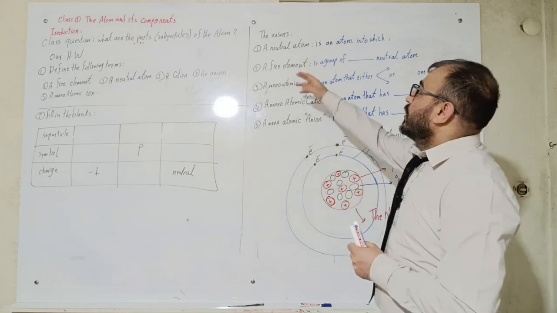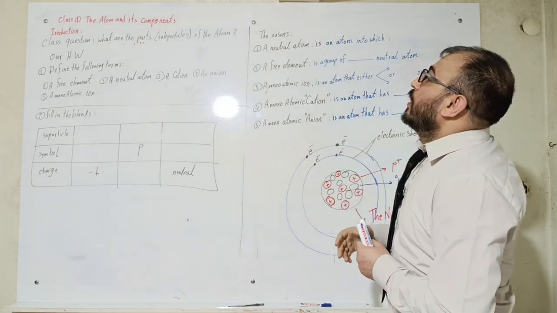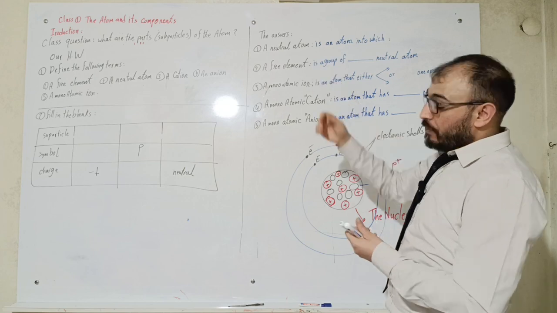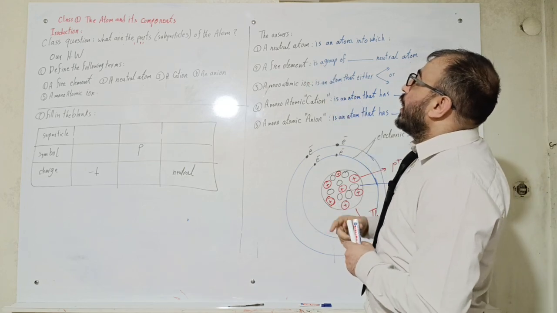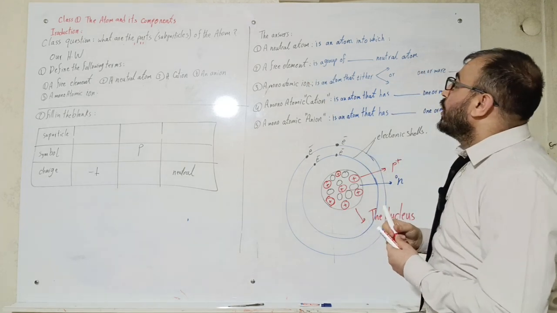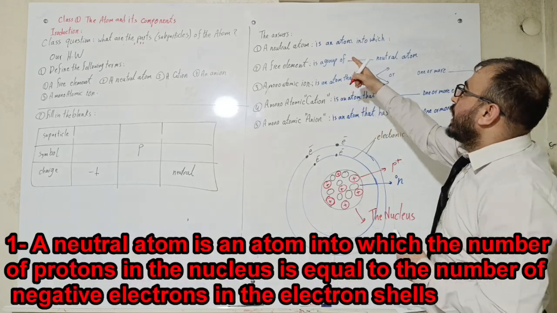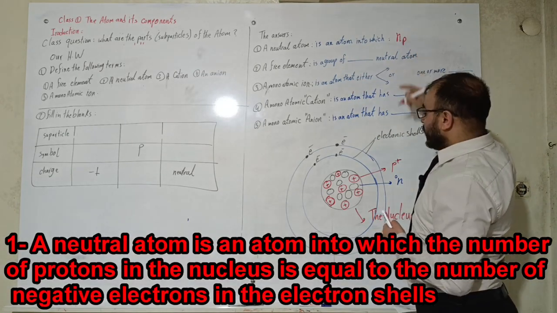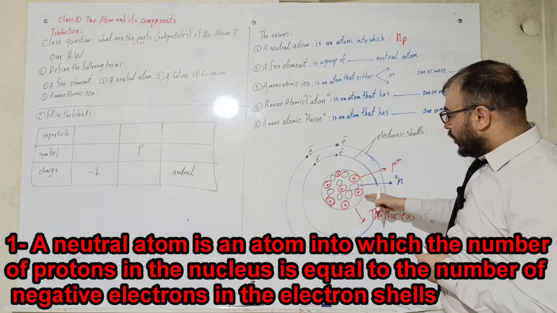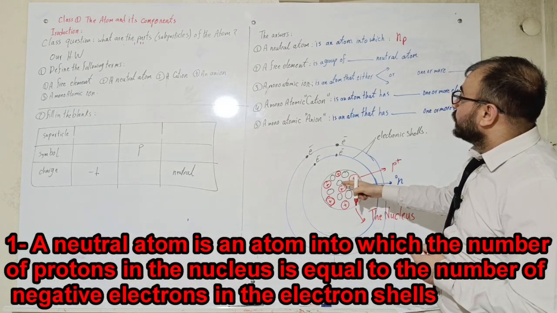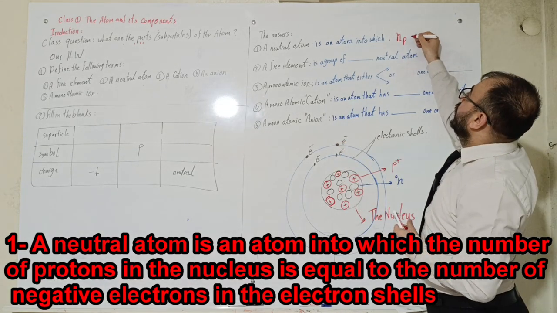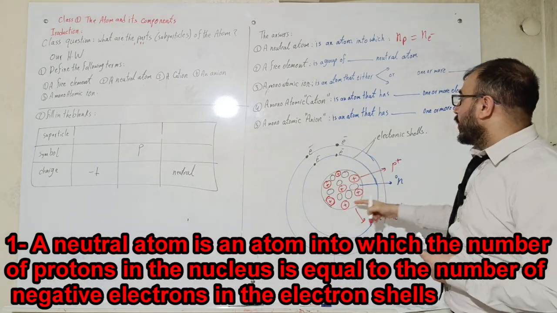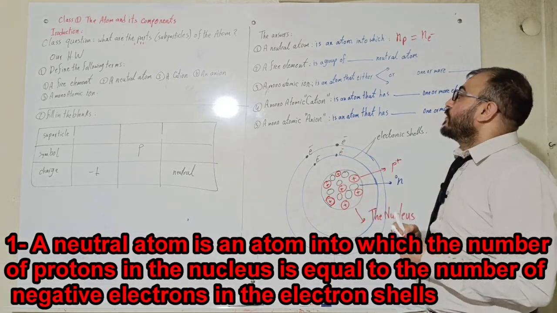Question number 1 was definition. Define the following terms. The first term was, what is a neutral atom? As we said, a neutral atom is an atom in which the number of protons in the nucleus is equal to the number of negative electrons in the electronic shells.